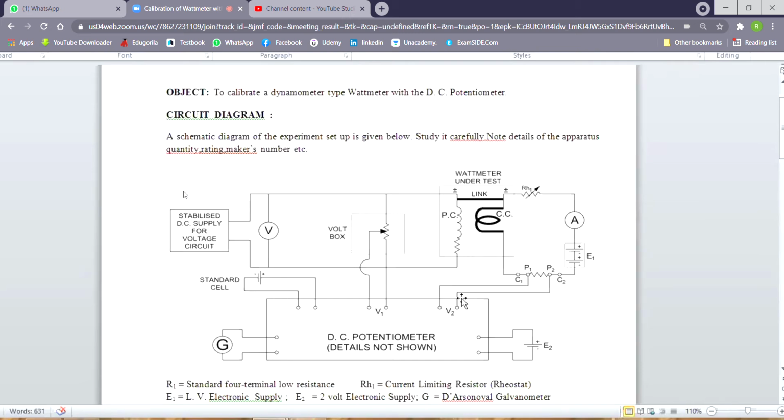The power consumed in the load is saved. The power consumed in the load is the same, not the power consumed in the arrangement. That will remain more or less the same. Okay, so that is the advantage.